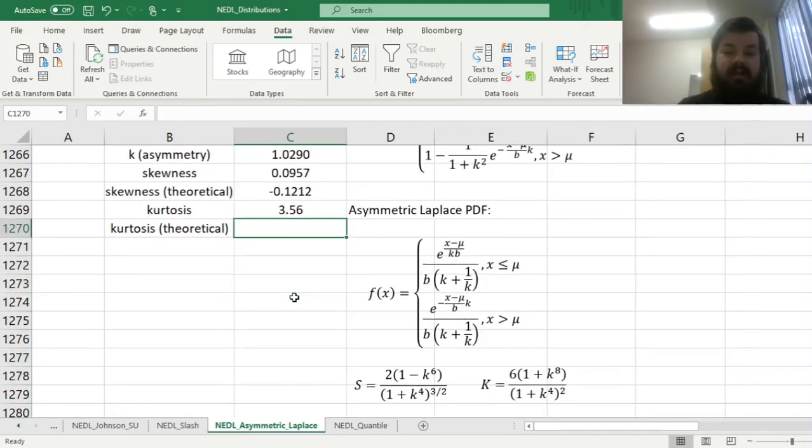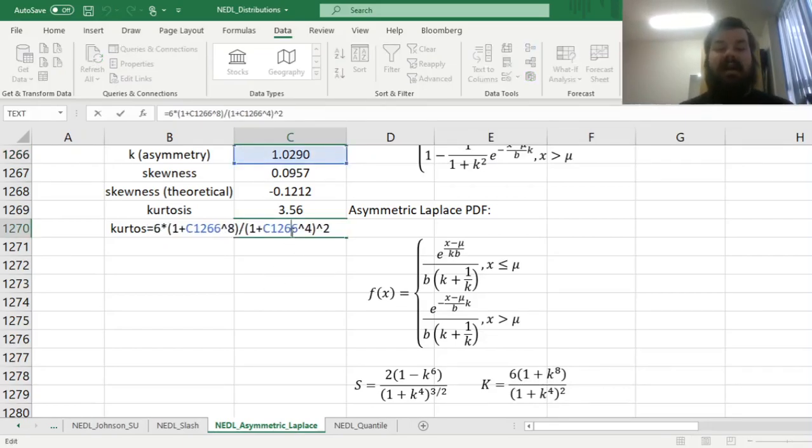And the kurtosis will be represented by the formula 6 times 1 plus k to the power of 8 over 1 plus k to the 4th, all squared. And the kurtosis is slightly higher than 3. And that's what's happening if the asymmetry parameter is slightly different from 1. The value of 1 would give us 3 exactly.